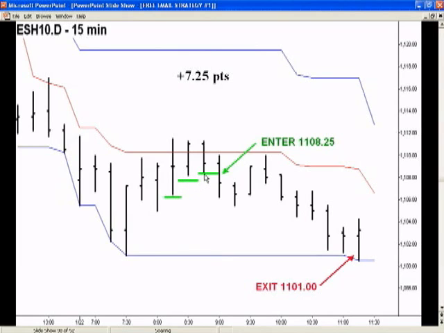And on this bar, we need to go short if we trade one tick below, and we did on the next bar. So we entered short at 1108 and a quarter, and the trend resumed lower. We covered at 1101, roughly a couple hours later. We made 7.25 points. Once again, virtually hardly any risk at all.